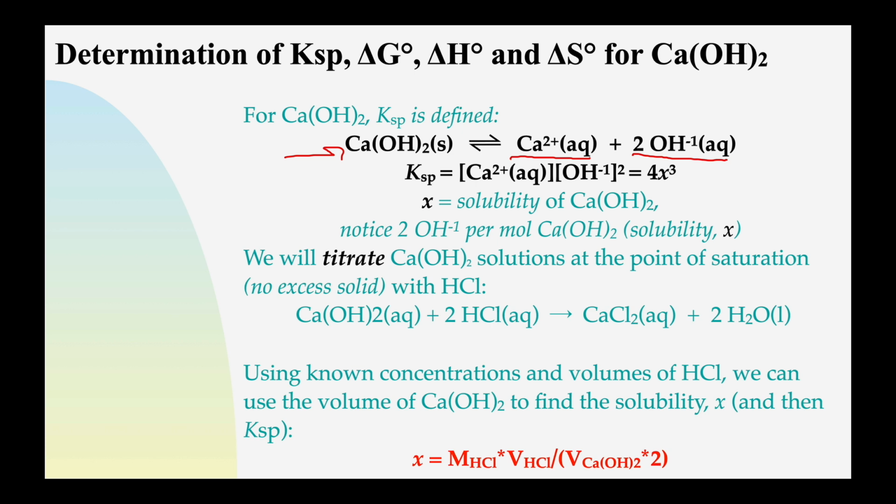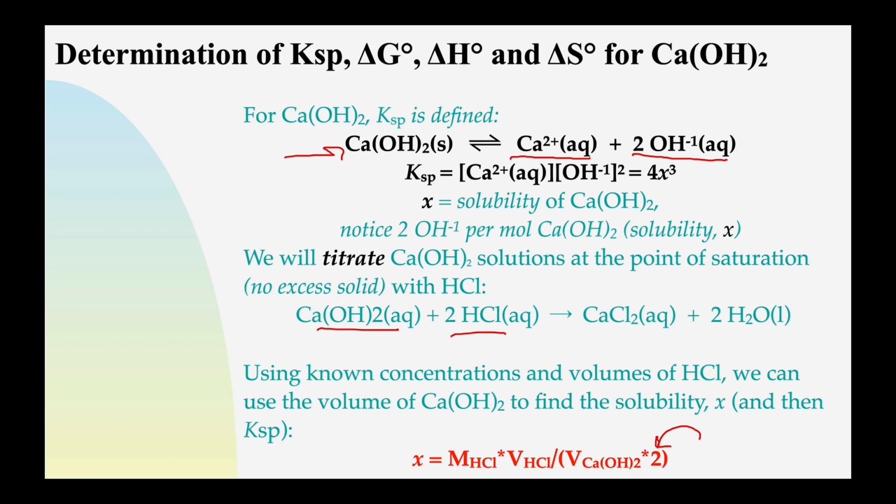We need to convert moles of HCl into moles of calcium hydroxide. We have to divide that by 2, and you can see there's a little 2 in there. Anyway, if we do that, that'll give us the moles of calcium hydroxide. We divide that by the volume of calcium hydroxide. That's going to give us the solubility. So either by plug and chug or by looking at these, you can see how these all are going to interact and what's going to happen.